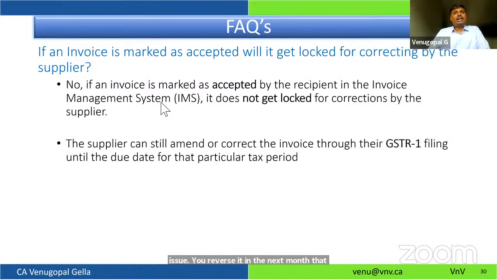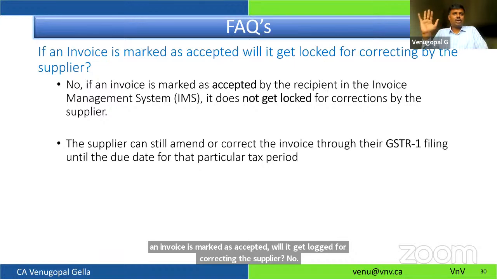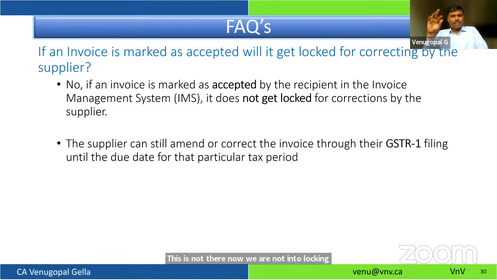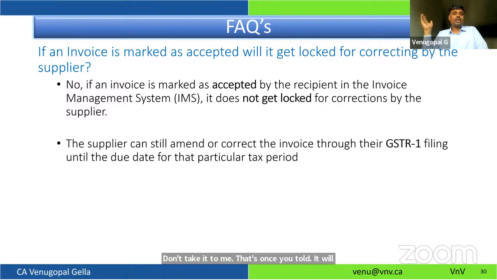If an invoice is marked as accepted, will it get locked for correcting by the supplier? No, we are not into locking. I've just accepted, that means credit is taken. The supplier can go back and delete, meaning cancel that, increase the value, decrease the value, all those can be done by the supplier. It is not going to get locked at this point. Don't take it from me that, sir, you told it will not be locked, so it shouldn't get locked eternally. We never know. As of now, in IMS, when you accept, the invoice is not locked.